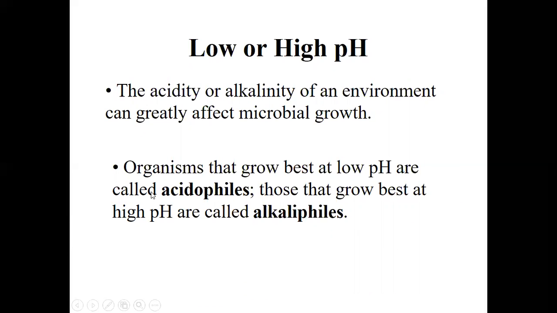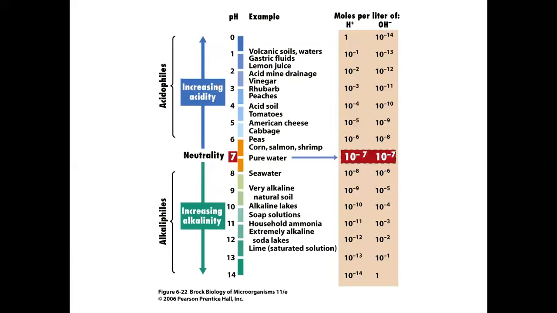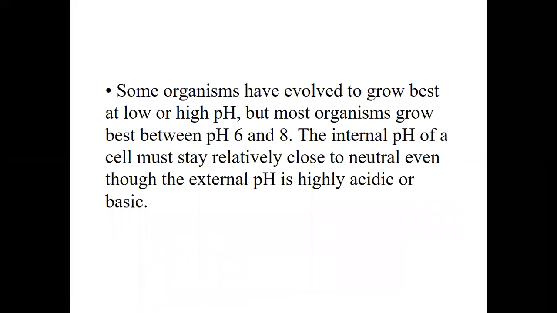Organisms that grow best at low pH are called acidophiles. Means the microbes which grow at a pH lower than 7 are known as acidophiles, and the microbes which grow at a pH above 7 are known as alkaliphiles. So this is the range of conditions at which microbes can grow. Some organisms have evolved to grow at high pH, but most organisms grow between a pH range of 6 to 8.